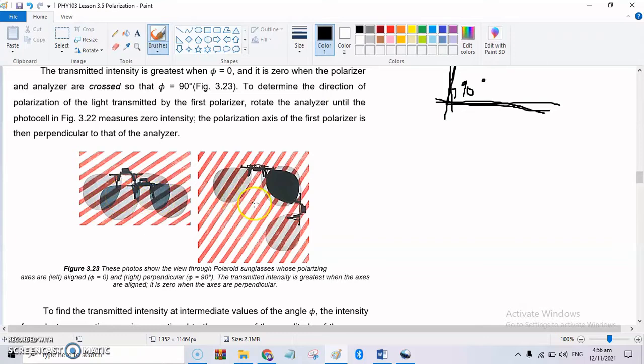Okay? And when they are perpendicular to each other, the intensity is 0. Okay? Left aligned. Ito siya. May nakikita ka pang light or may nagpapass through pa na light. Kapag naging perpendicular sila or vertically aligned, magkakaroon na ng 0 light na nagpapass through. So, in short, wala ka nang makikita.